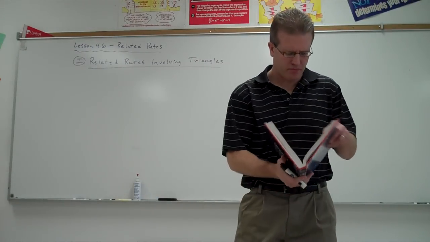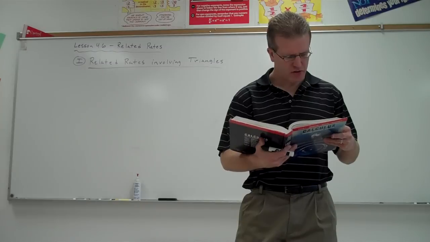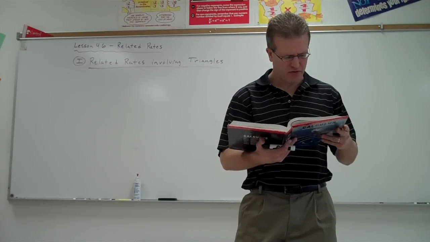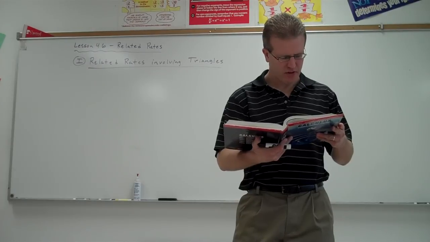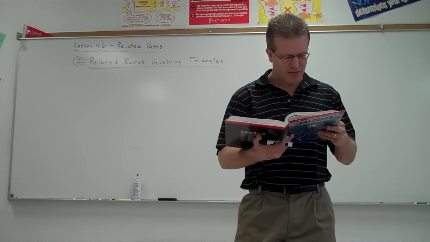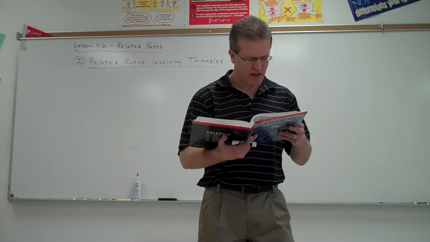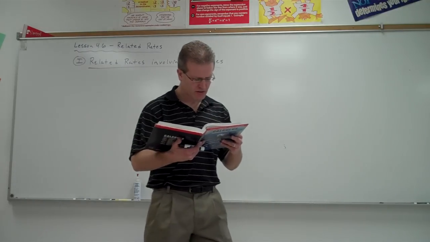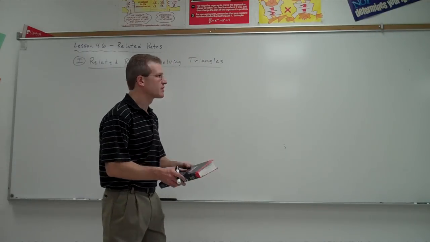Let's do number 13 on page 238. It's about a sliding ladder. A 13-foot ladder is leaning against a house. When its base starts to slide away, by the time the base is 12 feet from the house, the base is moving at a rate of 5 feet per second. How fast is the top of the ladder sliding down the wall at that moment?